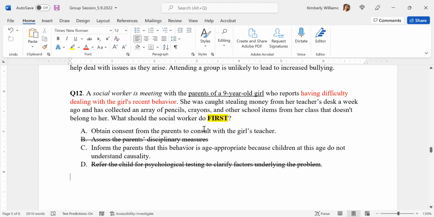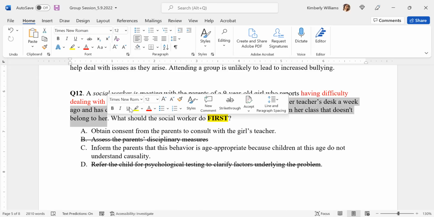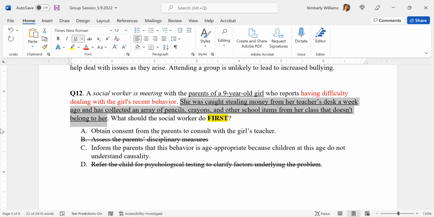Okay. So y'all, let me ask this question. What if we focus on her behavior here? If we focus on the fact that she got caught stealing money from her teacher's desk a week ago, and she has collected an array of pencils, crayons, and other school items from her class that don't belong to her, will we still inform the parent that this is age appropriate because a child this age does not understand her actions? And I would say A, because she's stolen from the teacher.